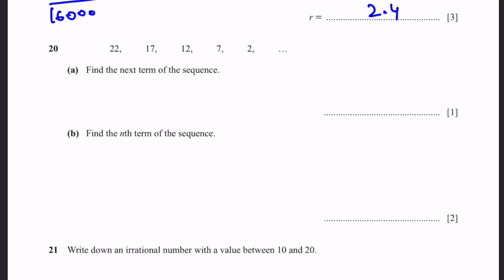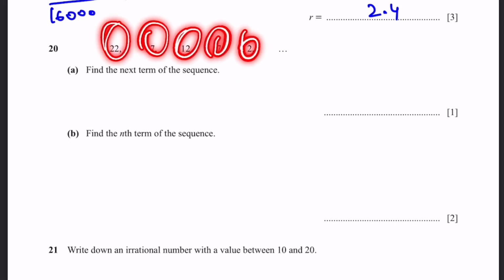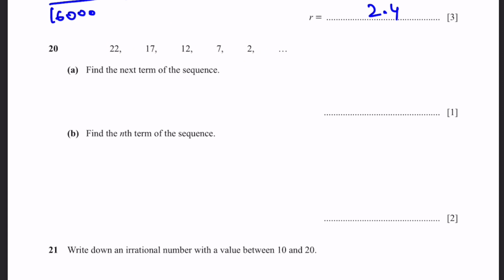Question 20. So you have a sequence here, 22, 17, 12, 7, 2. And then A, find the next term of the sequence. From one term to the next, we are subtracting 5. So you have to subtract 5 from 2. 2 minus 5 is equal to -3. That's the answer.